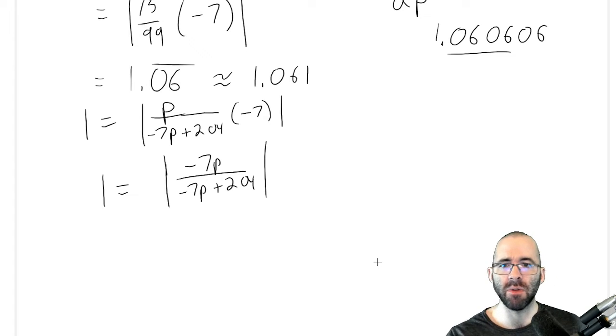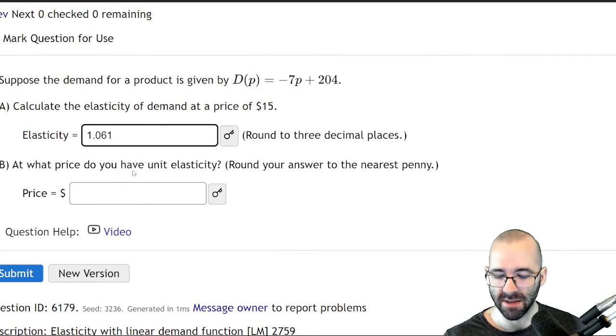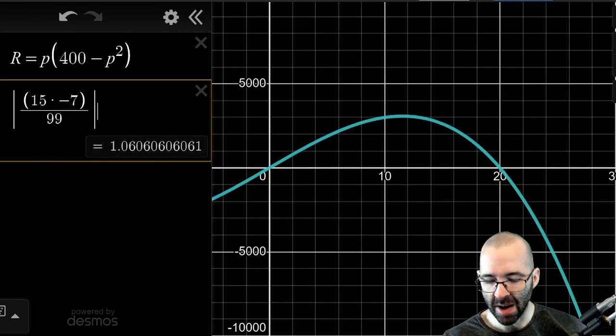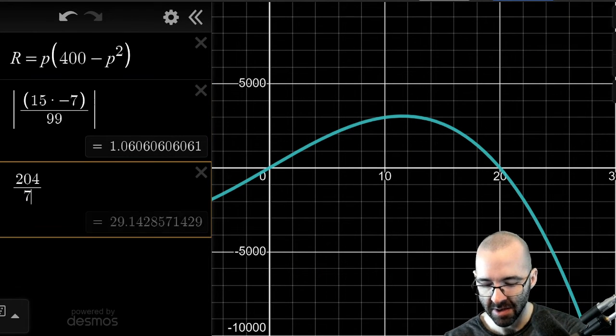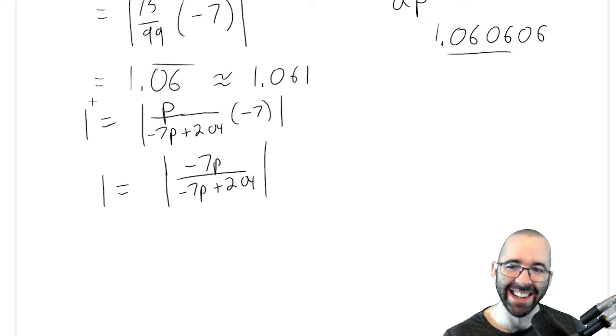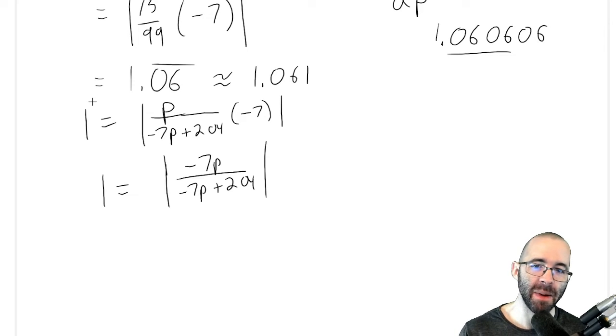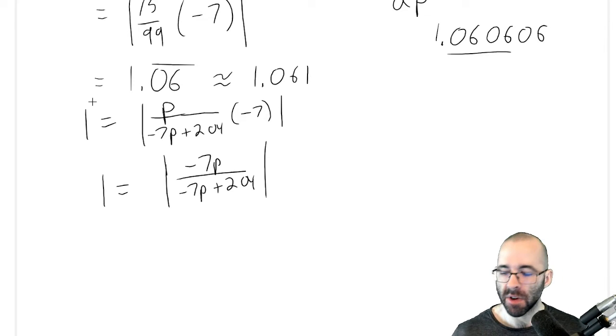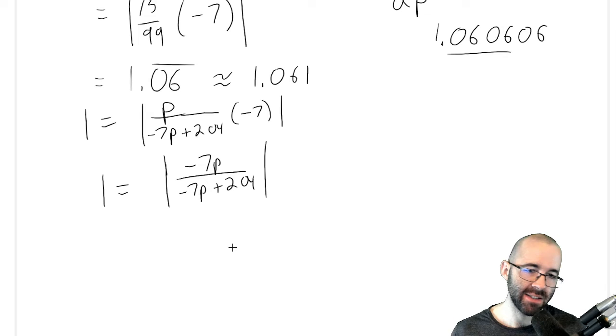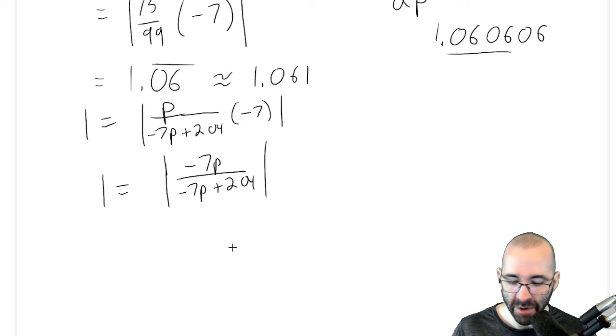Okay. Is 204 divisible by 7? I would love it if it were. No. We can't cancel a 7 from everything. So you can't just get rid of the absolute values and make this positive. It doesn't work that way. That's the short answer. The long answer is too long for this video.